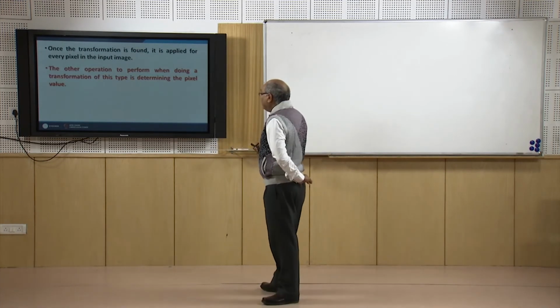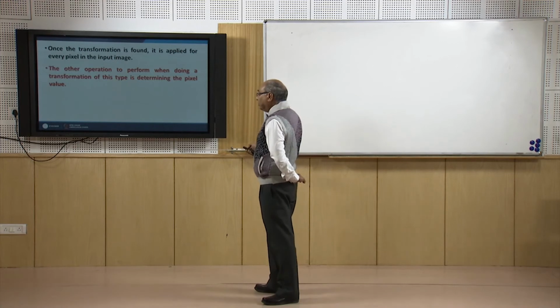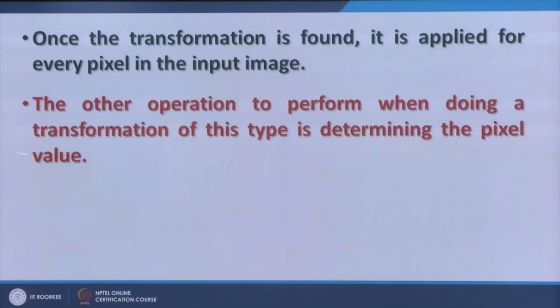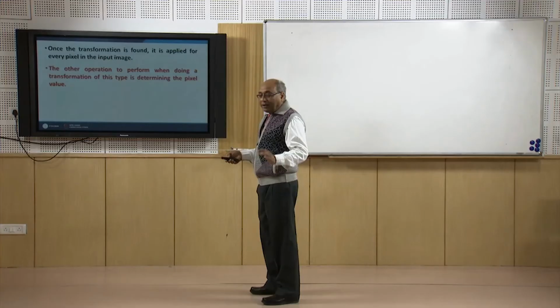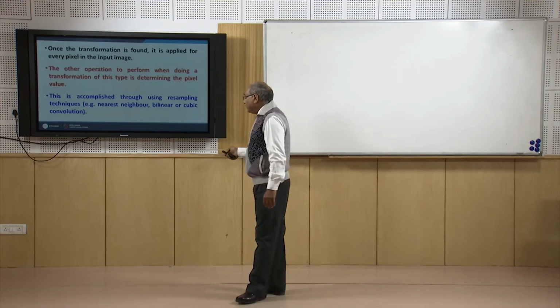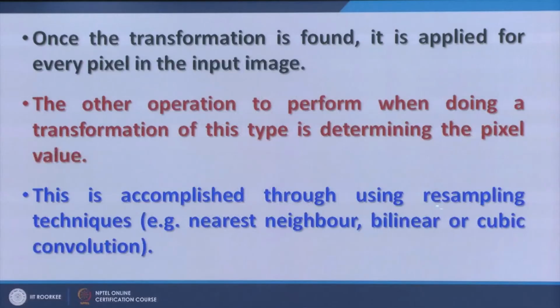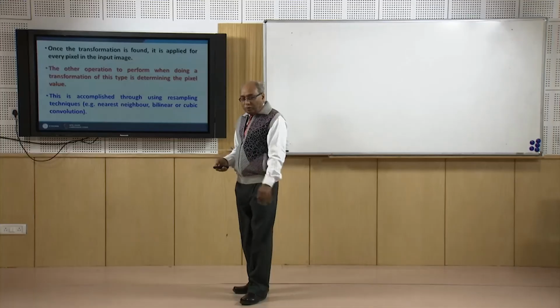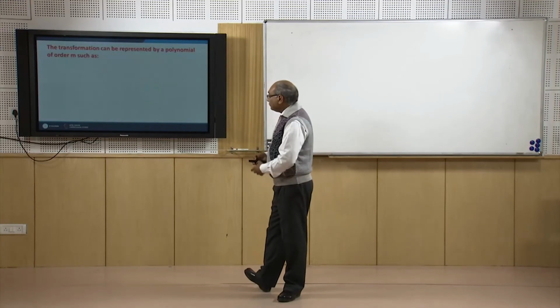The other operation to perform when doing a transformation of this type is determining the pixel value. That is resampling, the third and last step in georeferencing, and it is accomplished using resampling techniques. There are 3 types: nearest neighbor, bilinear and cubic convolution. We will discuss all these 3 one by one.